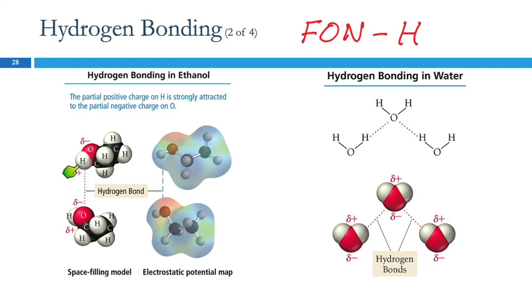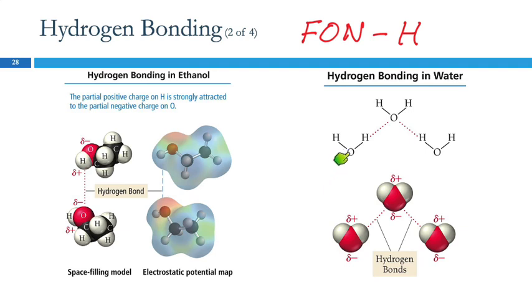So the hydrogen bond is not the bond between the hydrogen and the oxygen. That's a covalent bond, and it does involve hydrogen, but it's not called the hydrogen bond. The hydrogen bond is the electrostatic attraction between the hydrogen of one molecule and the oxygen of a neighboring molecule. So these guys will have hydrogen bonding.